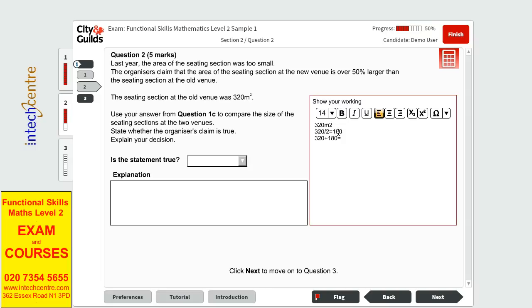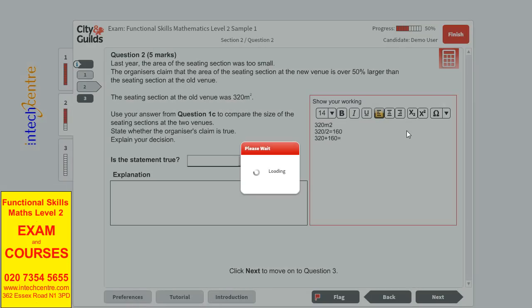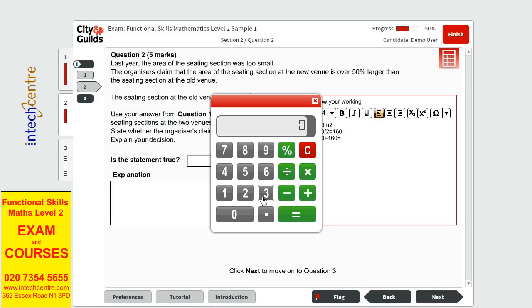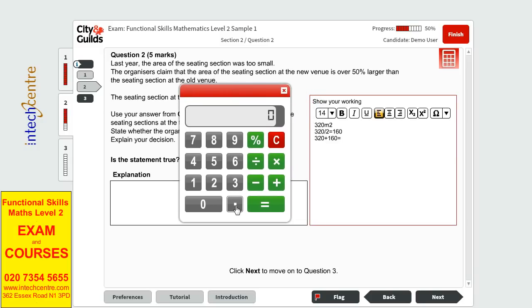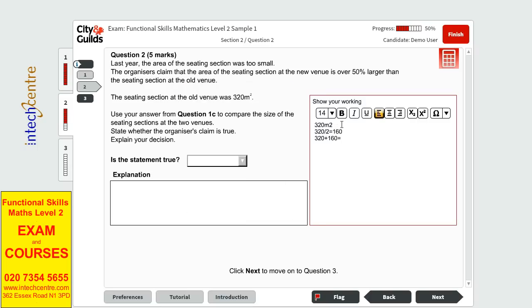160. My apologies. That's what happens when you don't use a calculator. And I will use it so that I double check my answers. 320 divided by 2, we have 160, plus the 320, we'll get a total answer of 480. So this is what the old one should have been in order to be 50% larger.